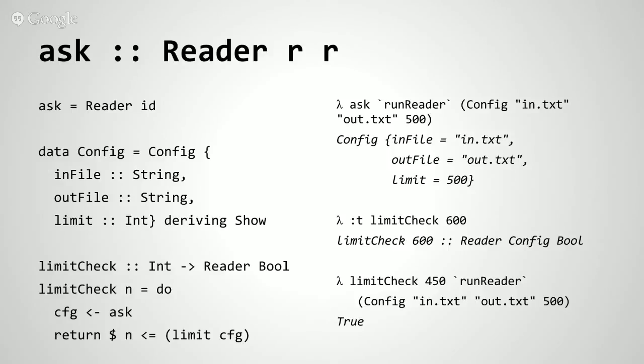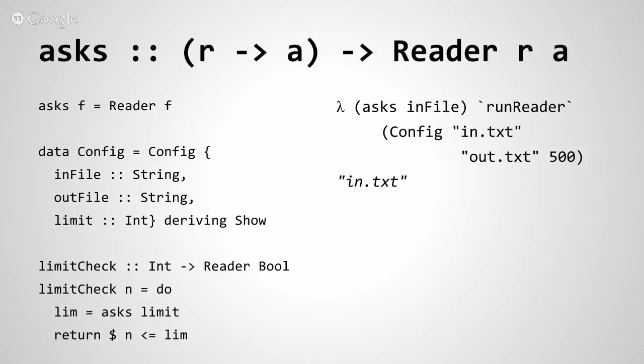And then if we do limit check 450 and pass that into the run reader function, that's just infix notation up there. And we give it a config where the limit is 500, it returns true, because it says, okay, now that I have your config, I know that this limit check passes.